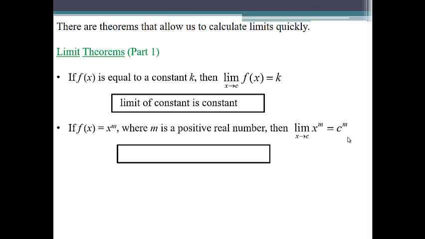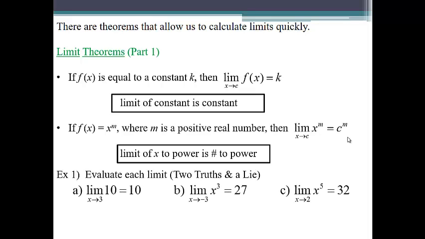So for instance, the limit of x approaching 5 of x squared is going to be 5 squared, which is 25. Another question: the limit as x approaches 8 of x squared would be 8 squared, which is 64. So the limit of x to the power is the number to the power.